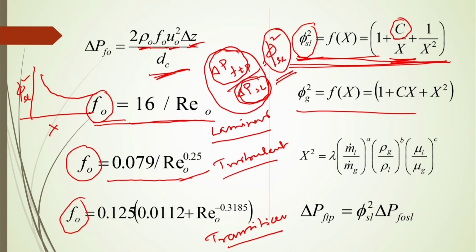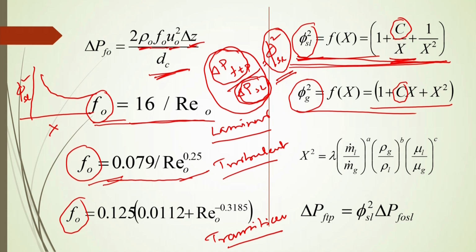So, you can use either the single phase slurry, or you can use the single phase gas, from which also you can get this phi g square, or you can relate this phi g square with x as 1 plus C x plus x square. So, here again the same C will be obtained. Now this C depends on whether this is laminar condition, turbulent condition or transition, that depends on how you are calculating this f also, and also your operating condition.